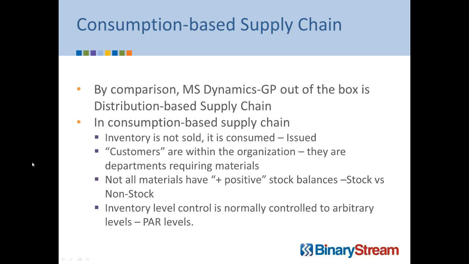So let's talk about consumption-based supply chain. For those of you that know Great Plains, out of the box it is really a distribution-based supply chain model. In other words, it's based on the idea that when goods are sold, things come out of inventory and cost of goods sold is established. That's really the basis of what Great Plains does out of the box. But consumption-based supply chain in healthcare is something quite different. Inventory is not sold, it is consumed.